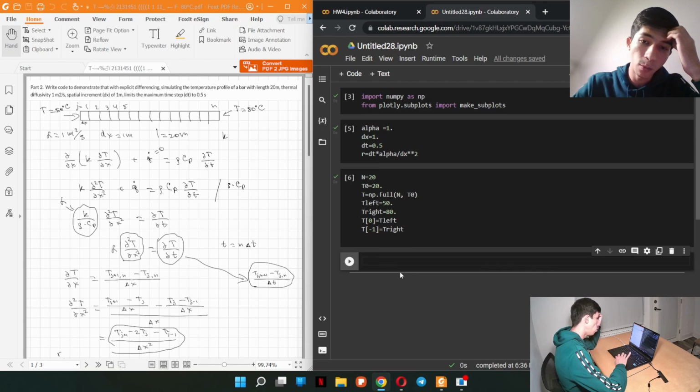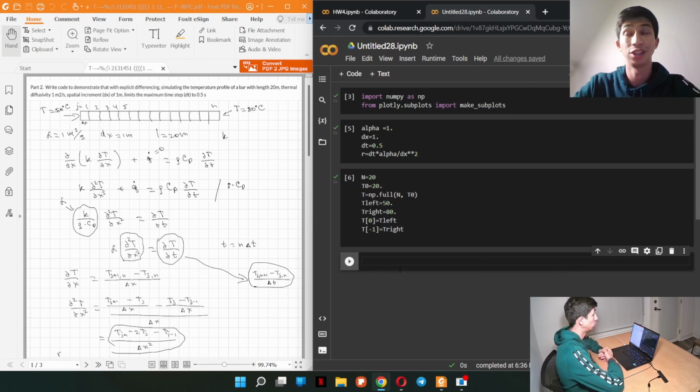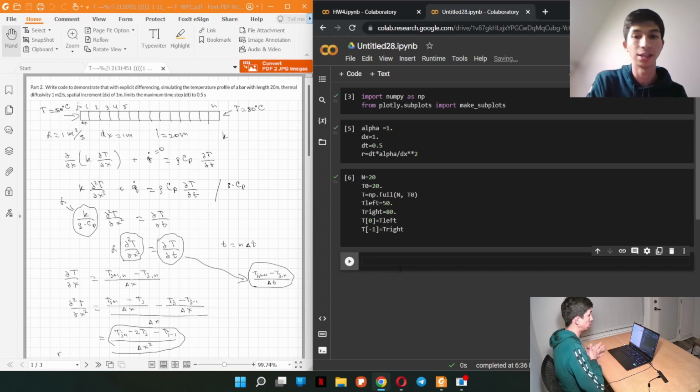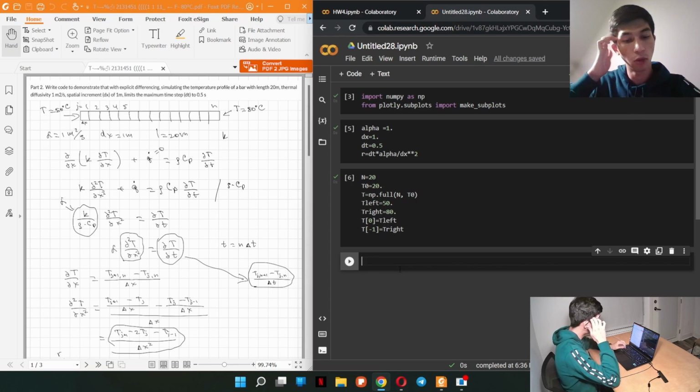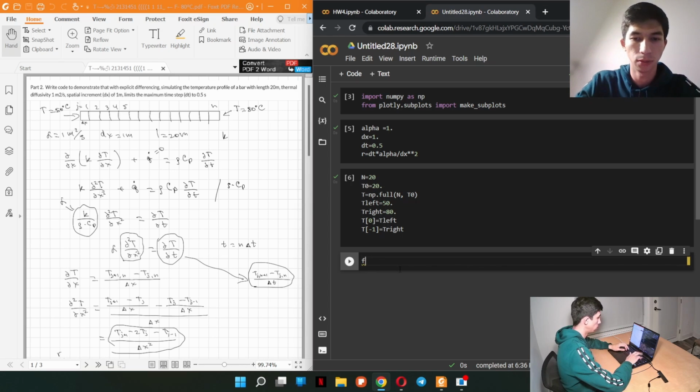Okay, now we're going to change the temperature several times, right? So for that, we're going to do a loop, for i in range.